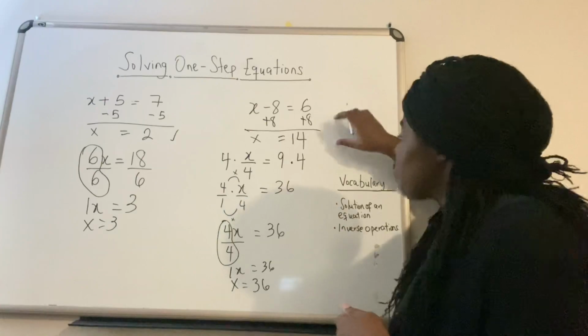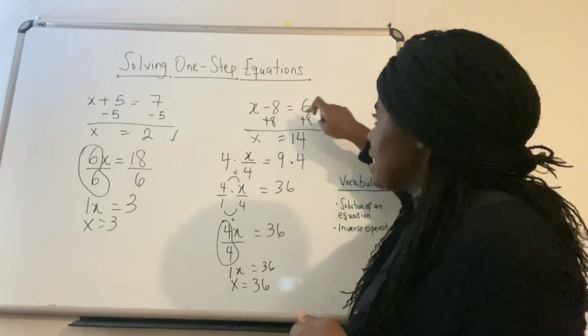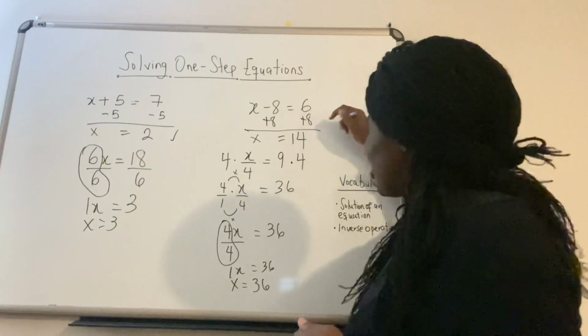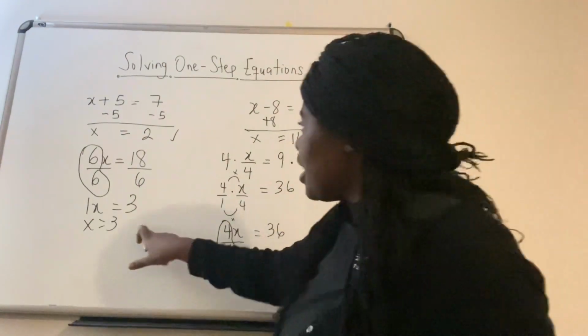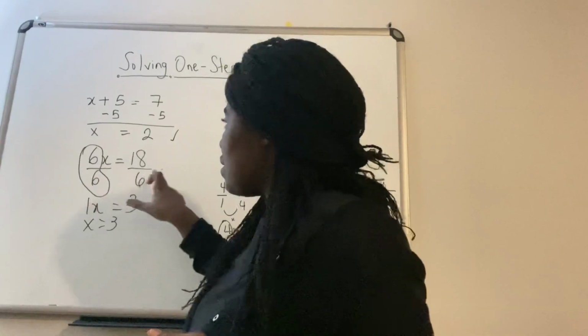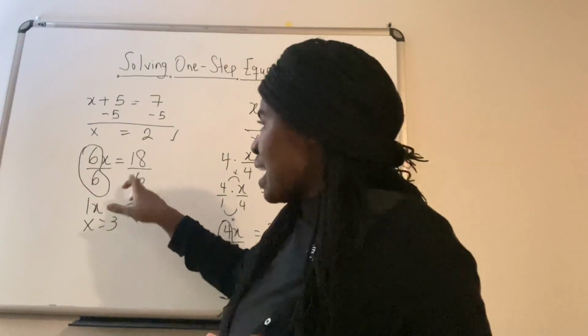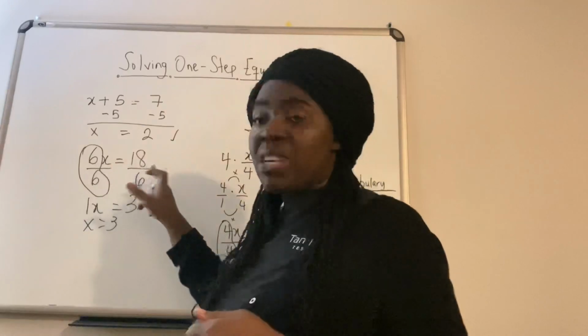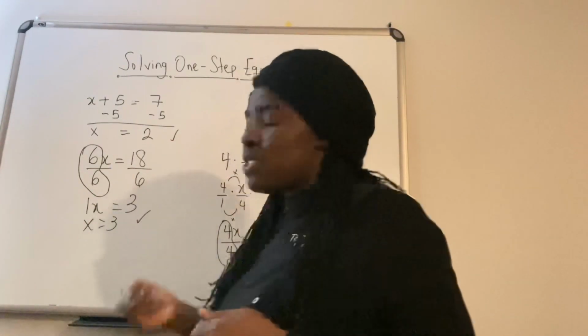All right, over here, 14 minus 8 is 6. Is that true? Yeah, that is true. All right, so this is right. Here we had 6x is equal to 18, right? 6 times x is equal to 18. So is 6 times 3 equal to 18? Yes, it is. So that's correct.